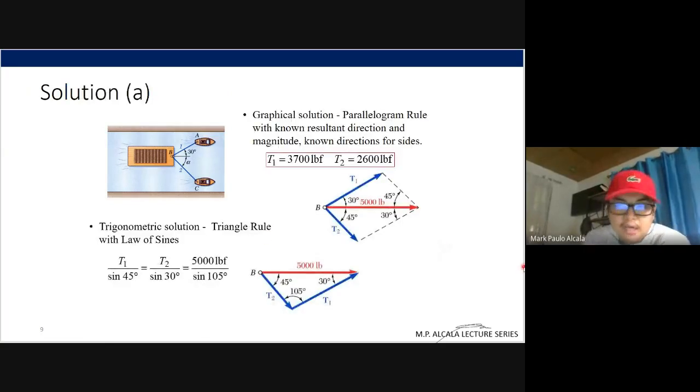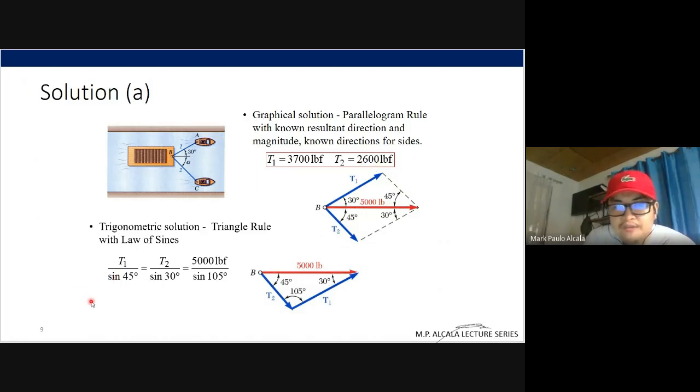Okay, so from the graphical solution, we can simply use the parallelogram law. So opposite interior angles, okay, then 45. So we get, for the graphical, T1 approximately 3,700, and tension 2 is 2,600.